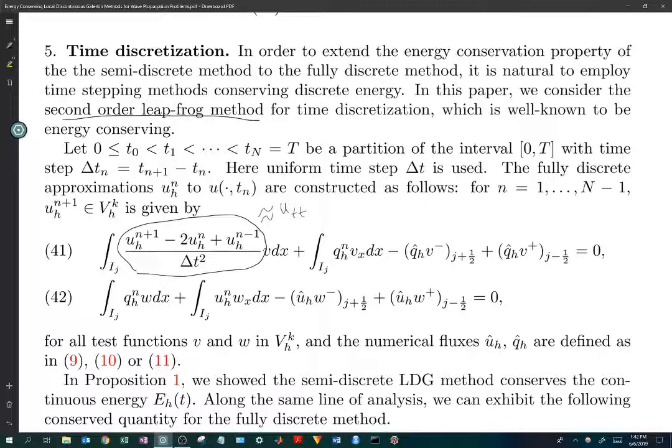The leapfrog method tells you which exact terms you're using. Here we're using u_h^(n+1), and u_h^n, and u_h^(n-1). The fact that you're using that combination makes it a leapfrog method, and with these coefficients and everything here, it ends up being second order. Other than this, the rest is identical to that first set of equations that we showed. And this is essentially how we set up the method.